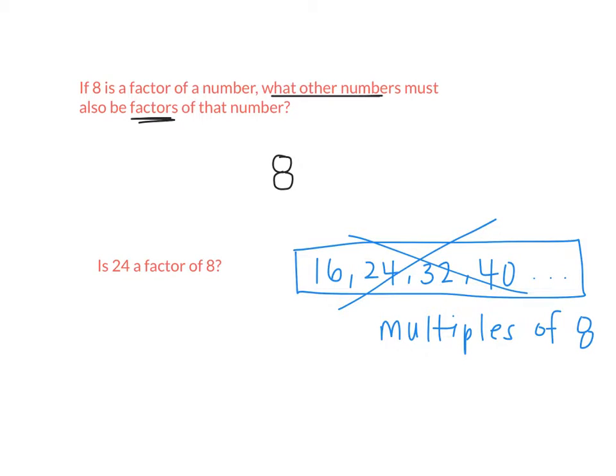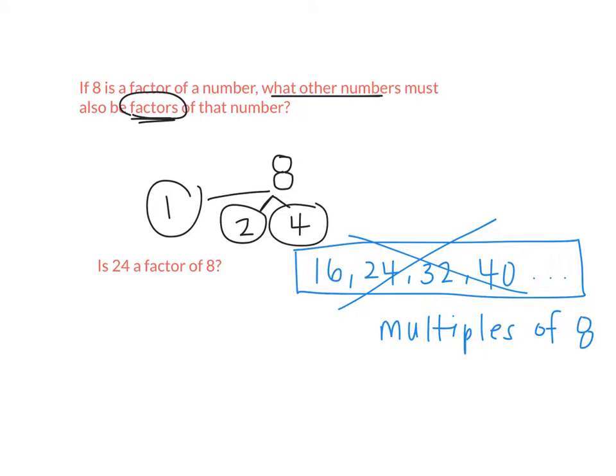So going back to the question then, what other numbers must be factors? If 8 is a factor, what other numbers must be factors? Well, what are some factors of 8? 2 and 4, right? Or also 1. So if it is a factor of 8 and 8 is a factor, then the factors of 8, 1, 2, and 4, must also be a factor.